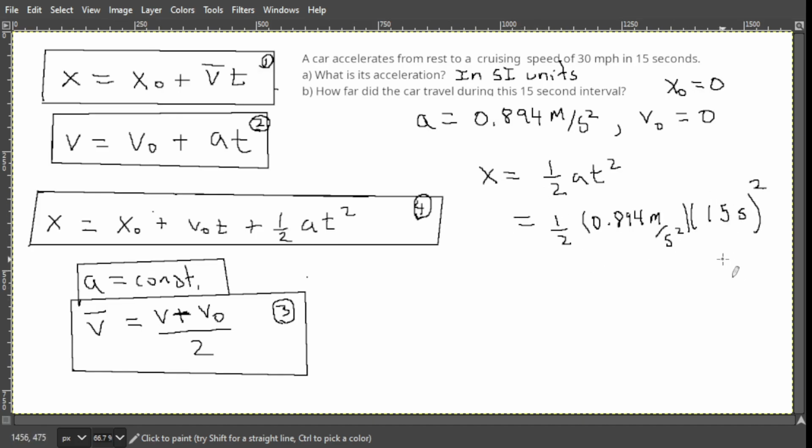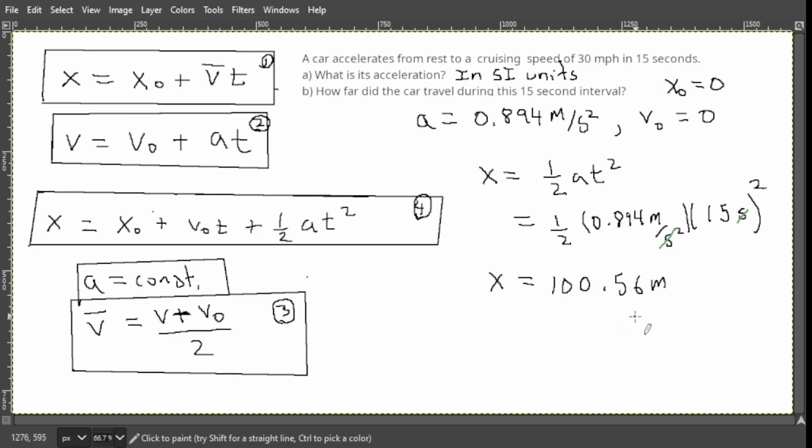And remember, we have to square the time. It's 15 seconds squared. So I came up with x equals 100.56 meters. Don't forget to handle your units. Second squared will cancel. Remember, this squared gets mapped onto both things here. So squared, this becomes 15 squared times second squared. So that second squared will cancel with this second squared. And you're just going to have 15 squared times 0.894 times 1/2. And my calculator determined that to be 100.56 meters.